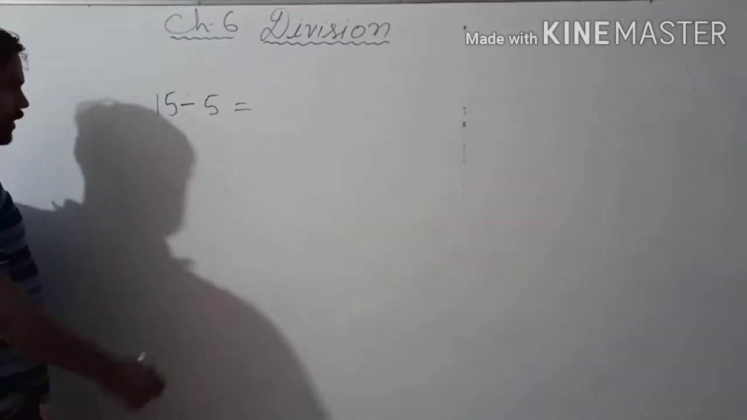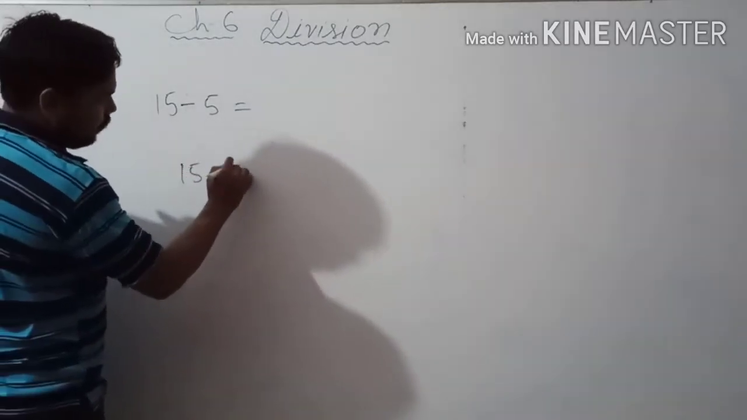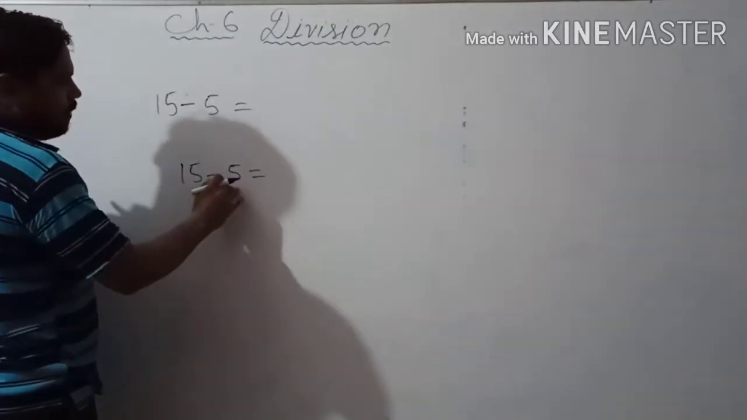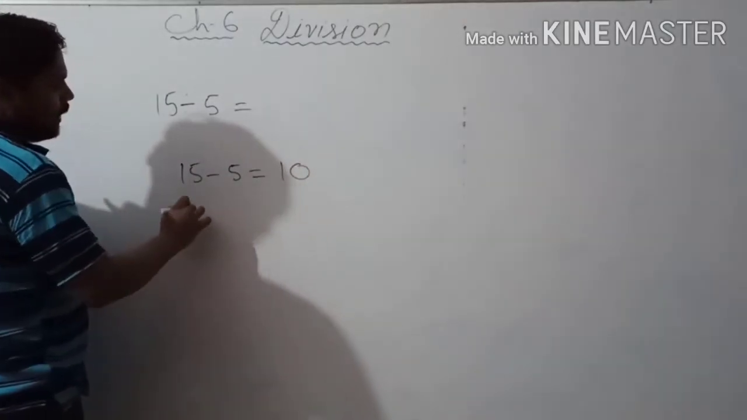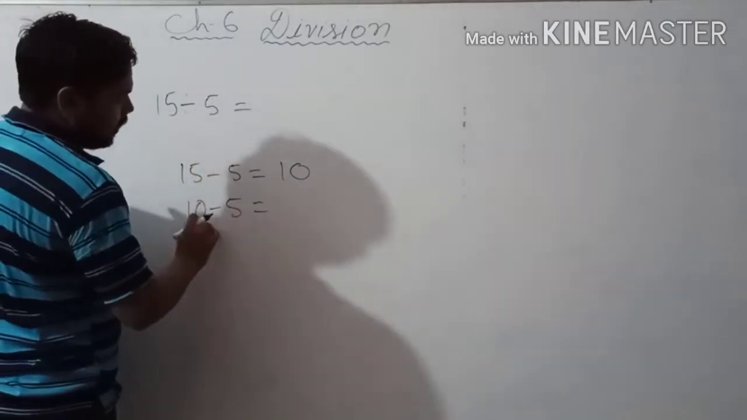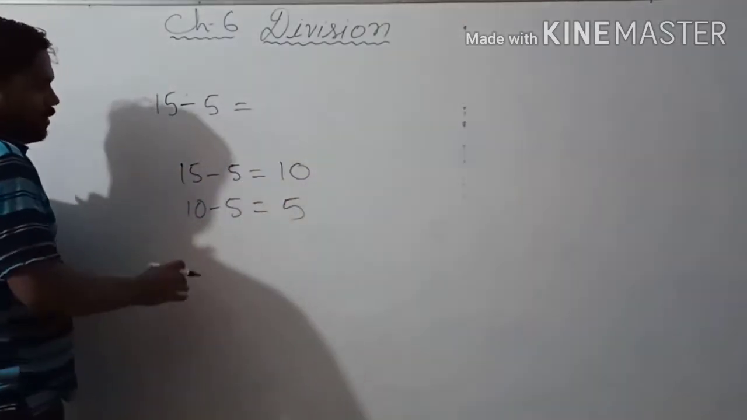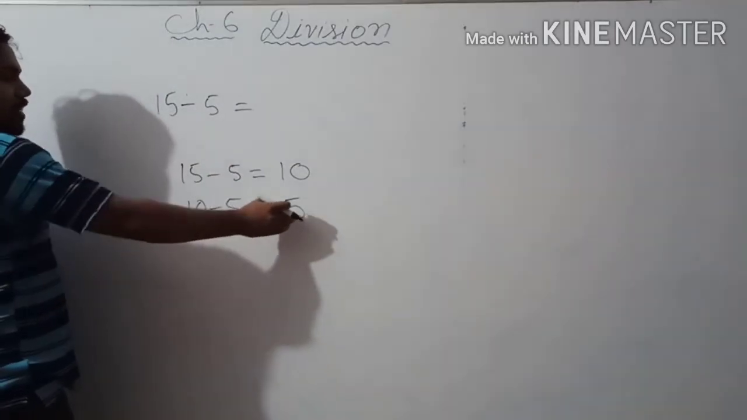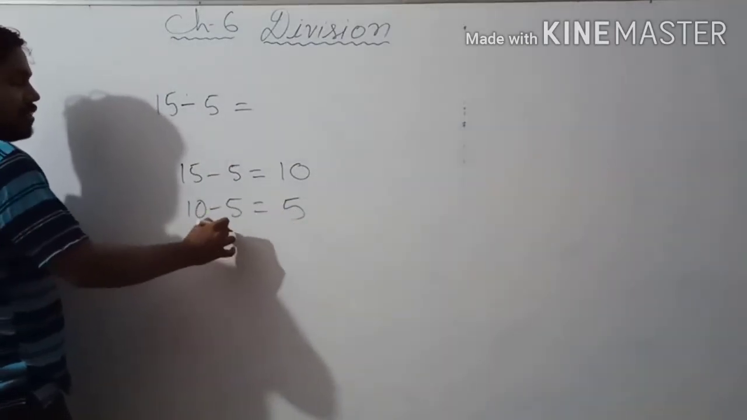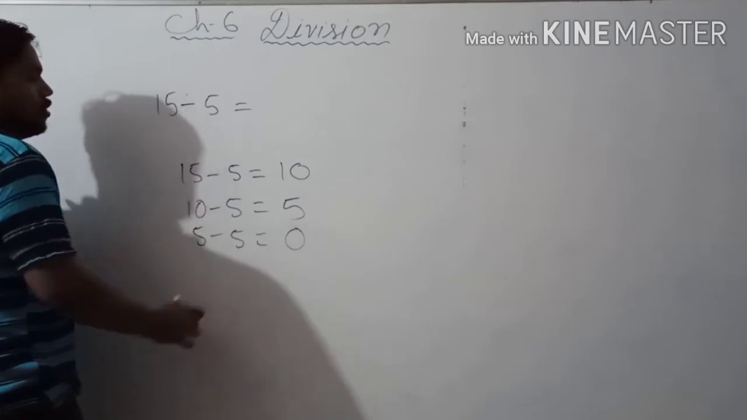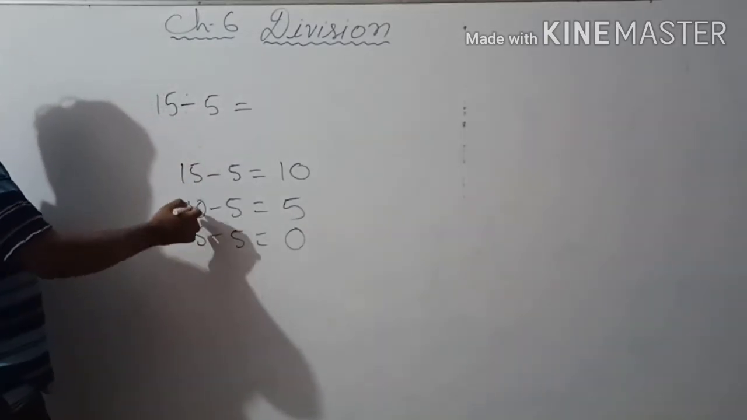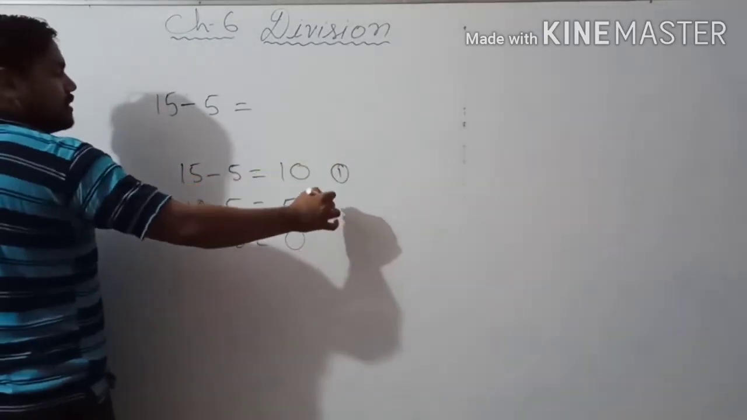So what you will do is, 15 minus 5 is equal to how much? 15 minus 5 is 10. Then 10 minus 5 again. So 10 minus 5 is how much? 5. Then again 5 minus 5 is how much? 0. So each time you have to check. This is the first step. This is the second step.